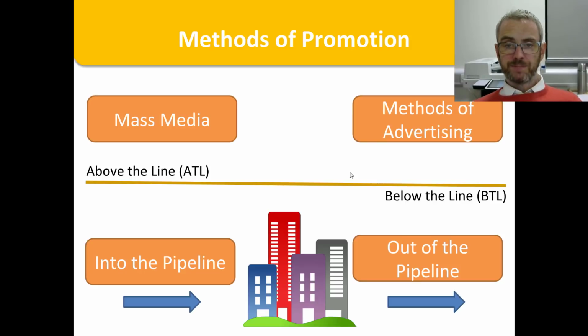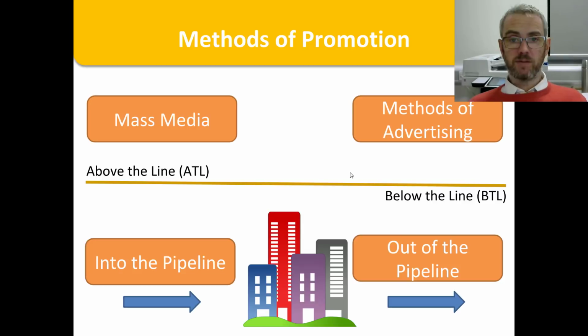And then below the line is the real graphic that I want you to get an idea of. Into the pipeline is going from the manufacturer to the retailer in the centre. And then out of the pipeline is from the retailer going outwards towards the consumer. So you'll see there's that link between the manufacturer and the consumer, same as we were looking at last time in terms of place. It's just the different methods of doing it.